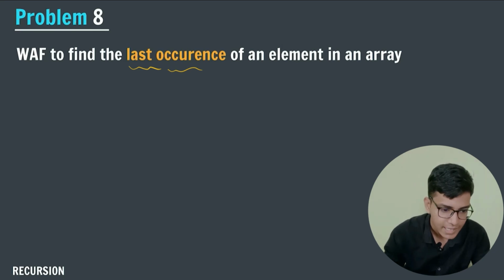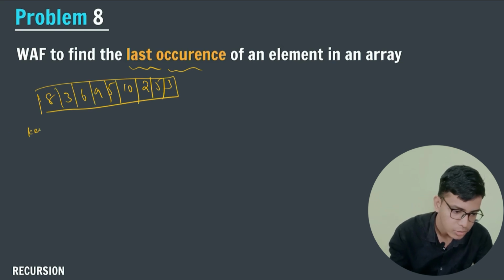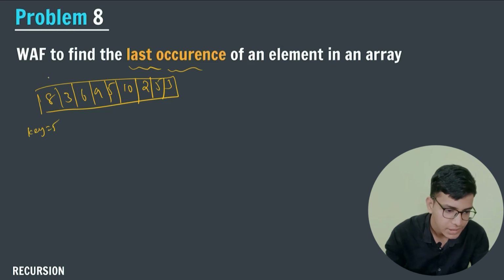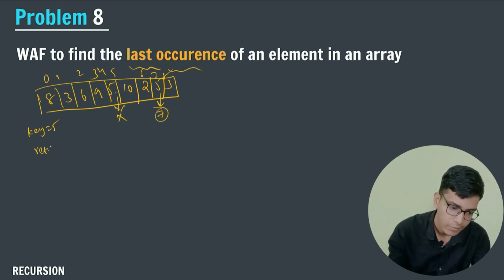Okay. Now let us take an example that the given array is 8, 3, 6, 9, 5, 10, 2, 5, 3. So this is my given array and we need to find the key, here key is equal to 5. The indices are 0, 1, 2, 3, 4, 5, 6, 7, 8. So you can see that the last occurrence is not 4 but 7. So we will return 7 to my user as my last index.